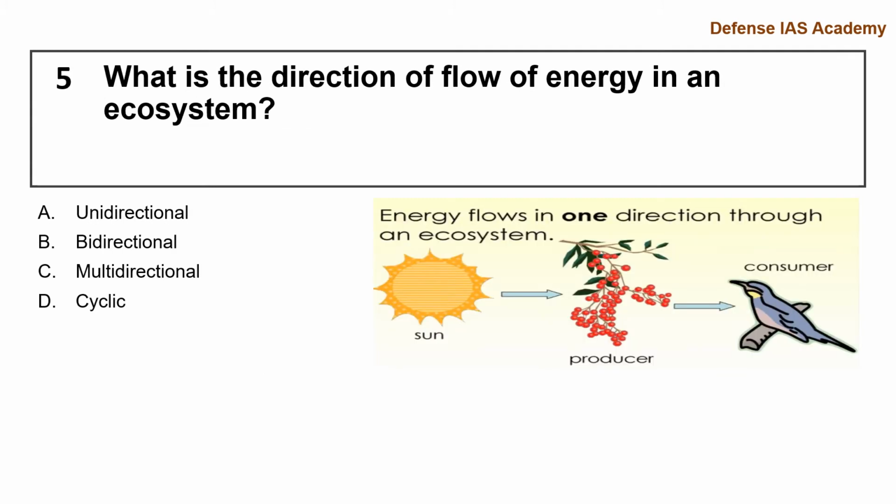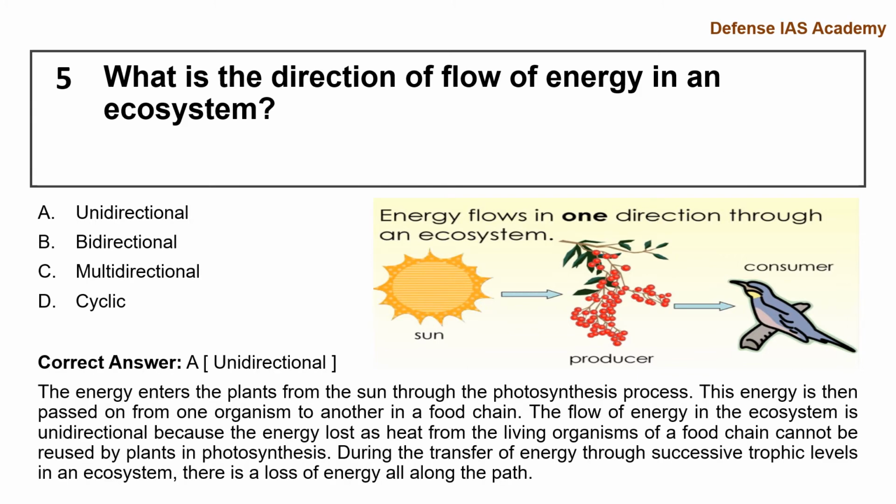Question 5. What is the direction of flow of energy in an ecosystem? The correct answer is unidirectional. The energy enters the plants from the sun through the photosynthesis process. This energy is then passed on from one organism to another in a food chain. The flow of energy in the ecosystem is unidirectional because the energy lost as heat from the living organisms of a food chain cannot be reused by plants in photosynthesis. During the transfer of energy through successive trophic levels in an ecosystem, there is a loss of energy all along the path.